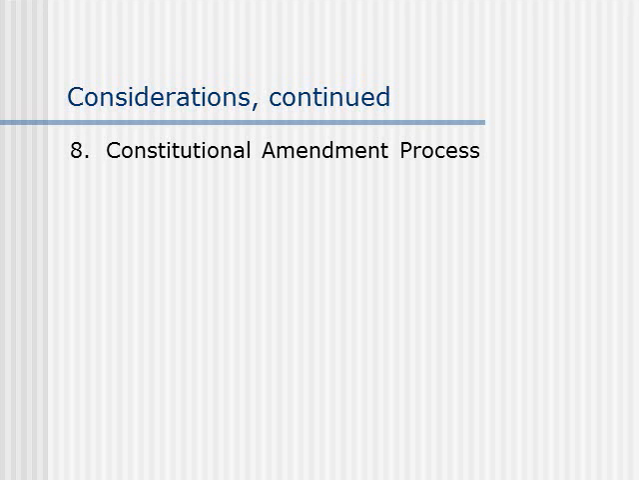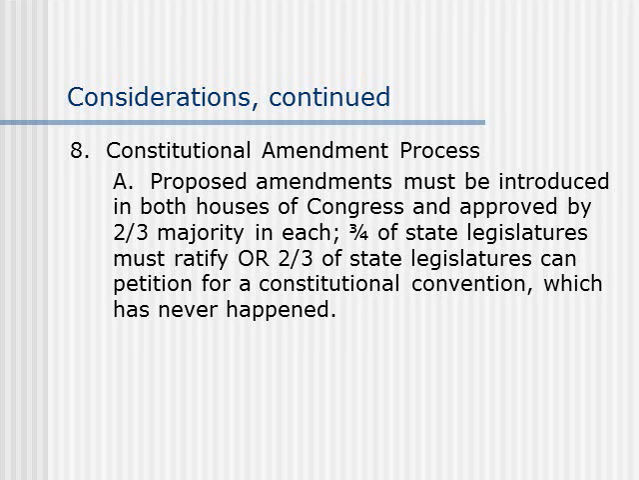So now we look at the constitutional amendment process. Proposed amendments must be introduced in both houses of Congress and approved by a 2/3 majority in each. 3/4 of state legislatures must ratify, or 2/3 of state. No, 3/4. He screwed up here. 3/4 of state legislatures can petition for a constitutional convention, which has never happened. So I don't like what he did there.